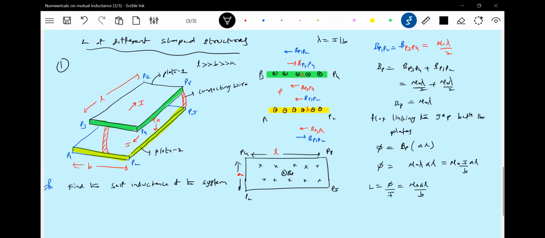Now you may get some doubt: sir, how does the plate come as one turn? If you stand here, what do you see? You see only one turn here, no? The self-inductance of this structure is given by this particular formula.